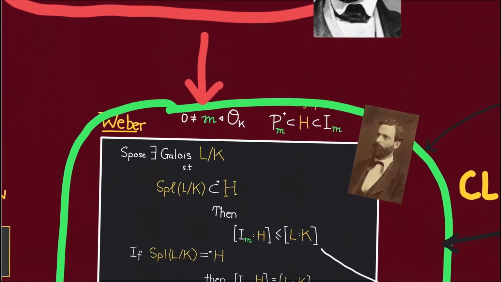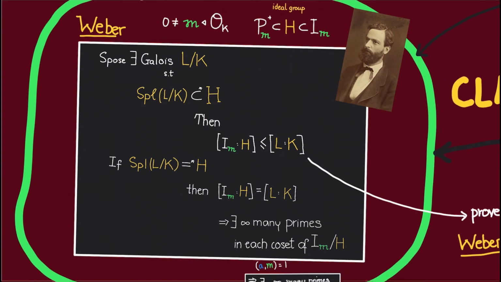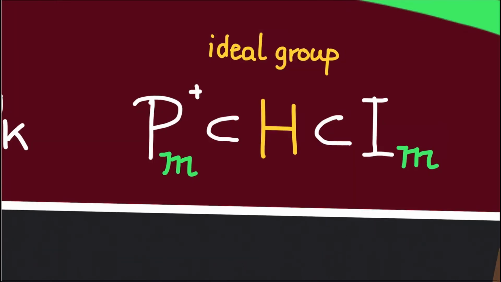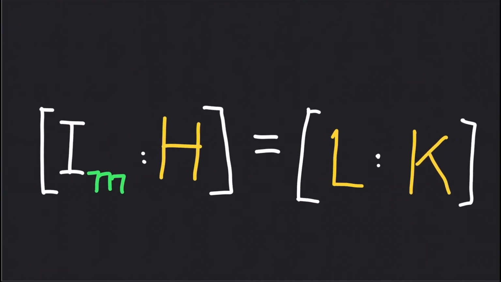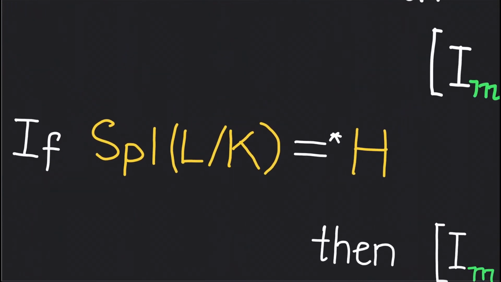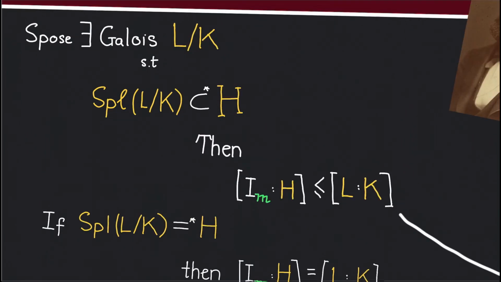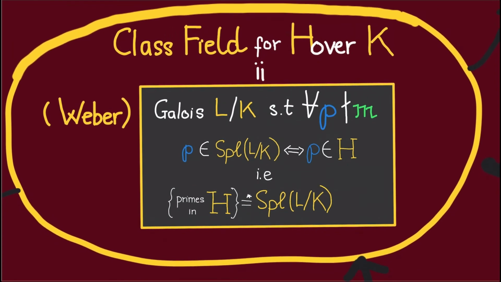Now, let's have a look at Weber's generalization again. Observe that for this theorem to be useful, we need to be able to know when its hypothesis is satisfied. Observe that for a given ideal group H of K, to use Weber's theorem to say anything about the index of H inside I^m, we need to find a finite Galois extension L over K such that H is going to be equal to the set of primes of K that split in L, with up to finitely many exceptions. Well, such a field L is called a class field for H over K, and we'll discuss that in the next episode.